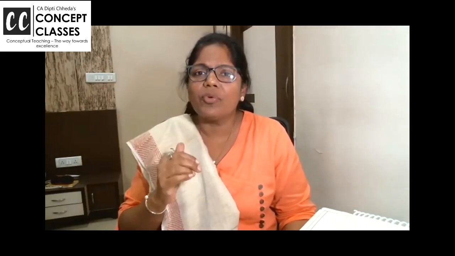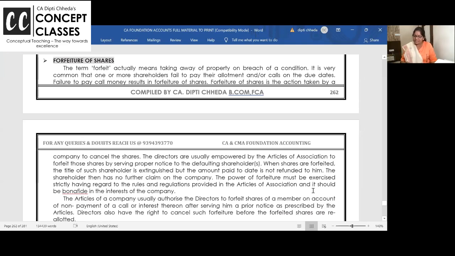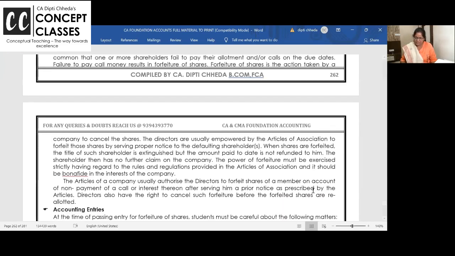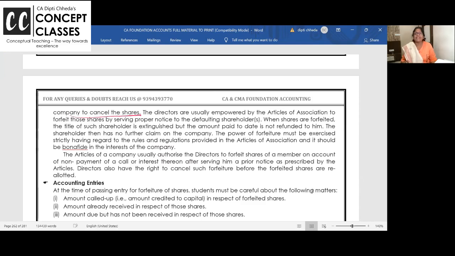So now when shares are forfeited, the entries are simple, but the problem is securities premium. Now securities premium will be reversed, so there are two options. Let us see over here. Okay, chalo. Forfeiture means taking away of the property, but in the case of shares, forfeiture is the company taking the shares and cancelling them. Directors are usually empowered by the articles to forfeit the shares, and when shares are forfeited, the title of such shareholder is extinguished, but the amount paid to date is not refunded. Underline.